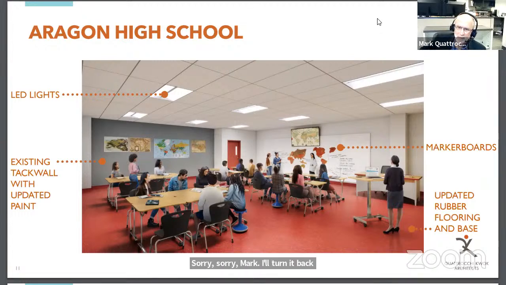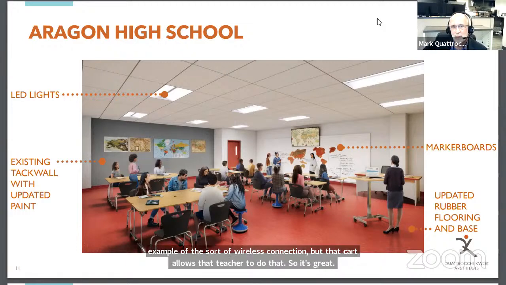When I'm asked about modernizing classrooms, but you of course are ahead of us on this, one of the first places we go is furniture, and you've done a marvelous job. That photo of the teacher standing in front of that cart is a perfect example of wireless connection, and that cart allows that teacher to do that. So it's great. Next slide, please.